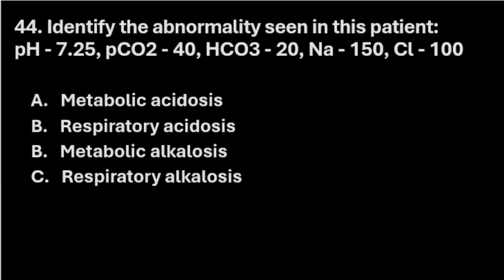Next question. Identify the abnormality seen in this patient. pH is 7.25, PCO2 is 40, bicarb is 20, sodium 150, chloride 100. Option A, metabolic acidosis. Option B, respiratory acidosis. Option C, metabolic alkalosis. Option D, respiratory alkalosis. Let us see the right answer. The right answer here is option A, metabolic acidosis.